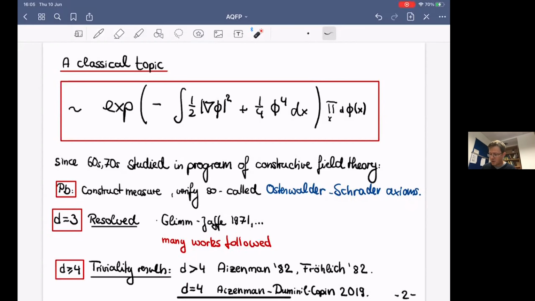This has been resolved famously in the three-dimensional case. There are in particular these prominent works by Glimm and Jaffe from the 70s, and then many works that have followed since then. In 4 dimensions and higher, it's known to fail. This was already understood in the 80s, and there's this work by Aizenman and Fröhlich. The 4-dimensional triviality result was, I think, conjectured for a long time, but has only been fully resolved relatively recently. And I actually think that this has been the topic of the seminar not so long ago.